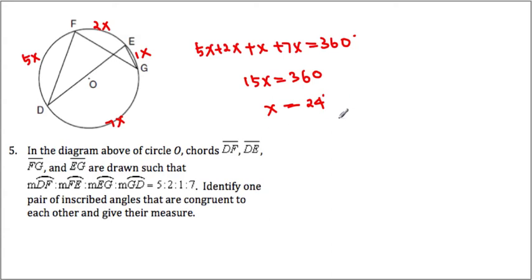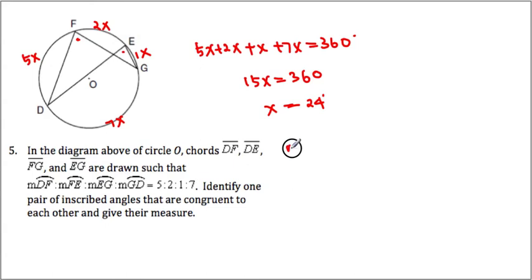So x will be 24 degrees. Now, there are a few pairs, in fact two pairs, of inscribed angles that are congruent to each other. For example, angle DFG and angle DEG. In this case, these are the halves of the intercepted arc.